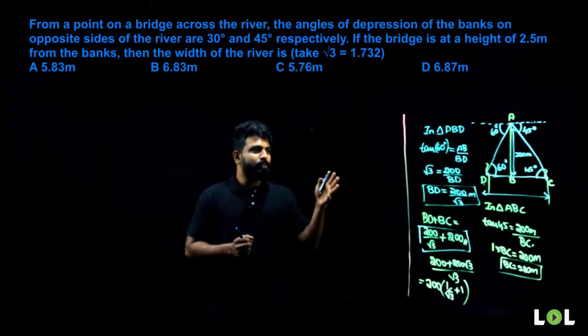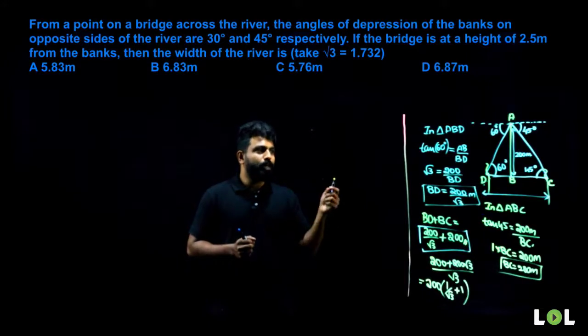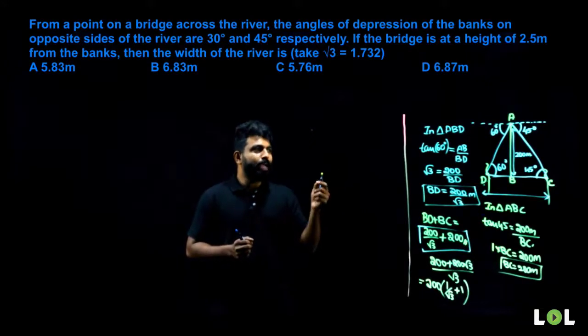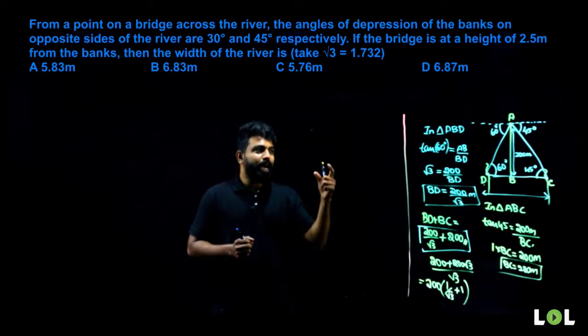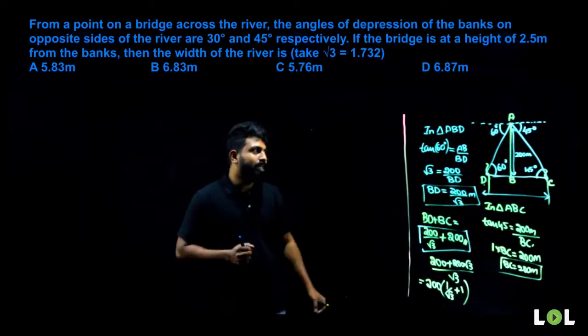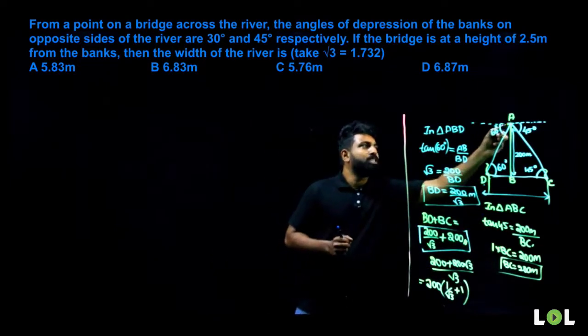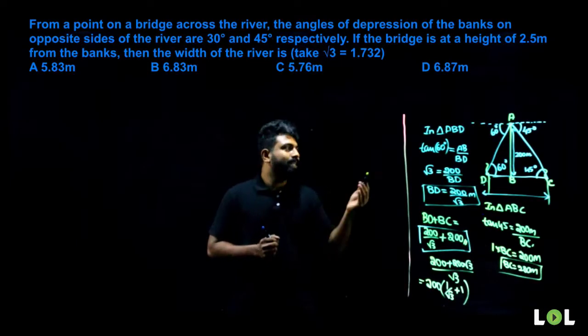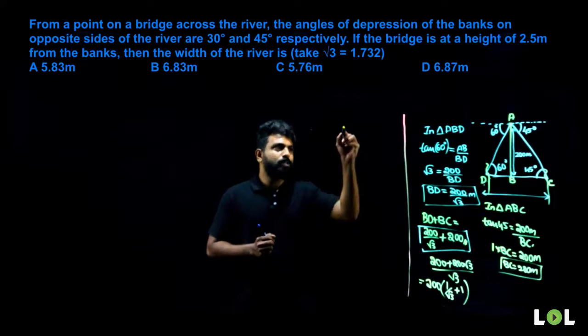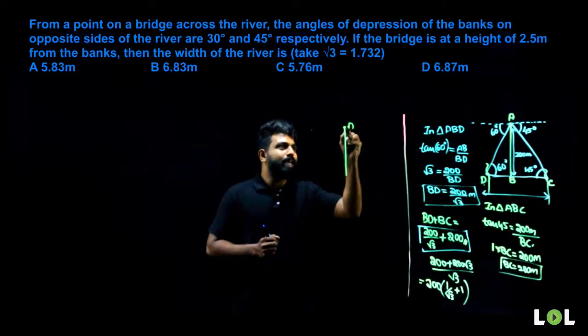What does it say? From a point on a bridge across a river, the angle of depressions of bank of the opposite sides of the river are 30 and 45 degrees respectively. If the bridge is height of 2.5 meters. Here we had a pilot he was watching. Now we have a bridge. That's the only difference that we have in the question. This is very similar to the previous question. So quickly, I'll take this point. This is the point on the bridge. I'll take it as A.